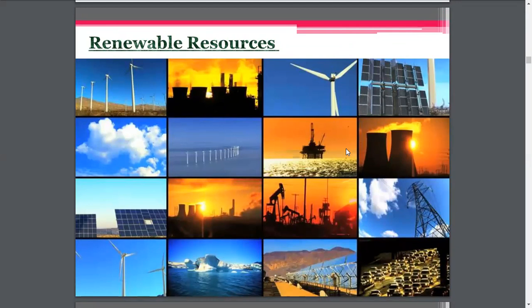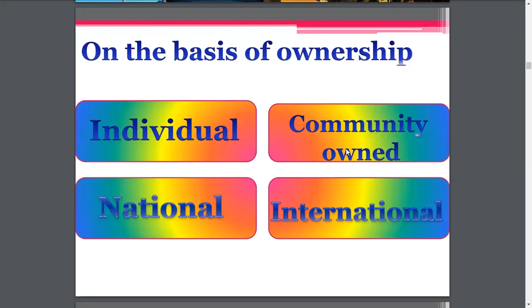Next is on the basis of ownership. Two things we have already seen: origin and exhaustibility, and now the third one is ownership. It's further divided into four: individual, community owned, national, and international. These are the main four bases of ownership.